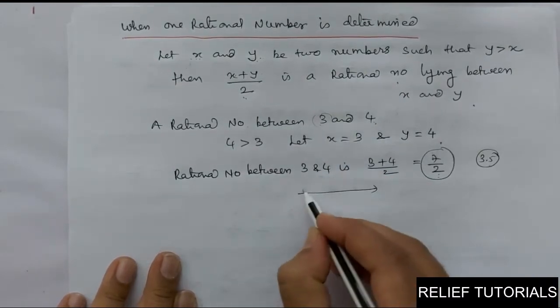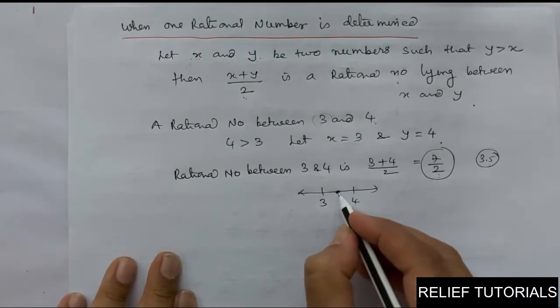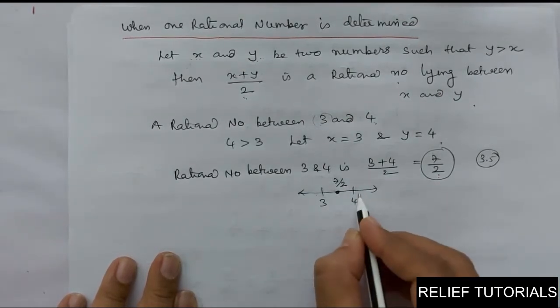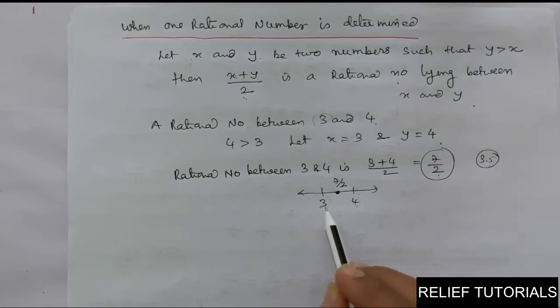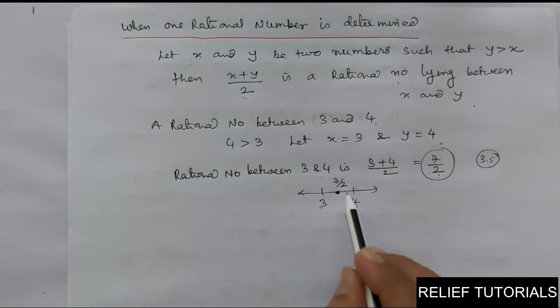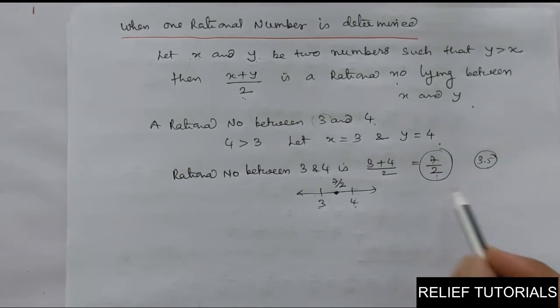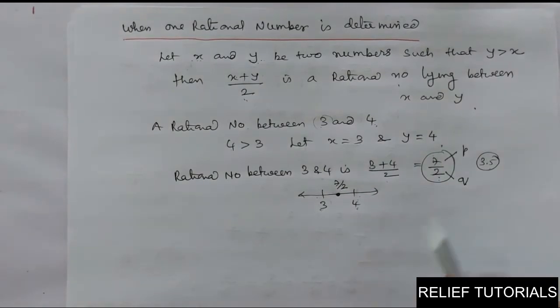And if you draw a number line, here there is 3, here there is 4, so in between you will get 3.5. But I am not writing it in decimal form. I am writing it in P by Q form, that is 7 by 2. So 7 by 2 is a rational number lying between 3 and 4. If you want to find any one rational number lying between two numbers, you find the arithmetic mean, the average, of these two numbers. 3 plus 4 divided by 2 is 7 by 2. This is P, this is Q, Q is not equal to 0, and P and Q are integers. So 7 by 2 is a rational number lying between 3 and 4, if you want to find any single rational number.